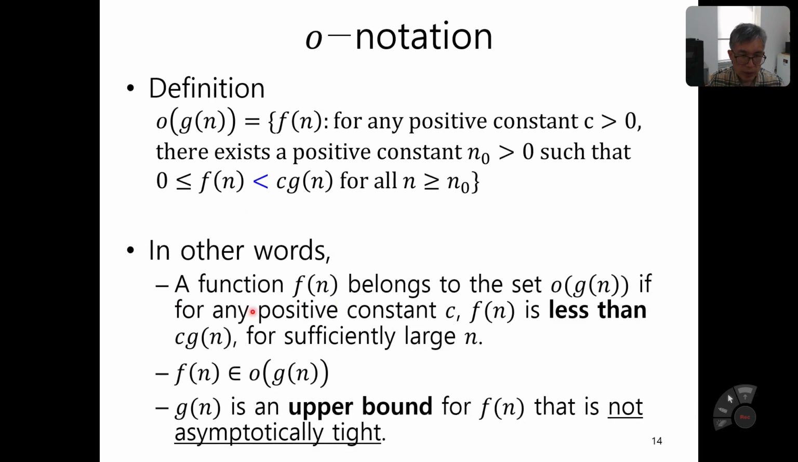In other words, a function f(n) belongs to the set little o of g(n) if for any positive constant c, f(n) is less than c·g(n) for sufficiently large n, as long as n is greater than or equal to the threshold value n0. Then f(n) is an element of little o of g(n). In that case, g(n) is an upper bound for f(n) that is not asymptotically tight, always strictly upper.